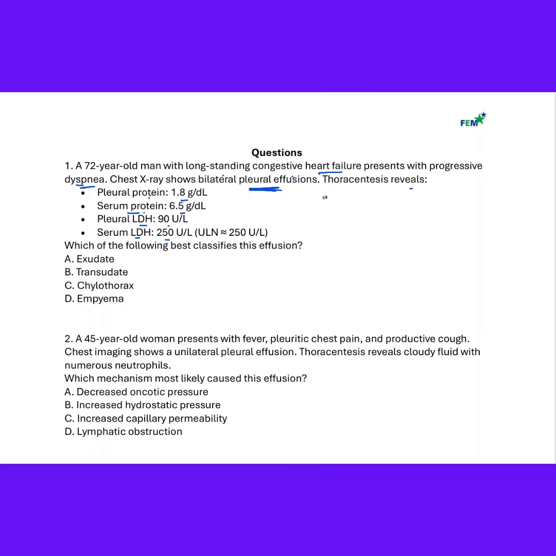So we're going to look at our pleural protein to serum protein. So pleural protein divided by serum protein. That will be 1.8 divided by 6.5, right? When you divide that down, it gives us 0.28. So we can see this is less than what? This is less than 0.5. So this does not meet Light's criteria. Let's look at the next one.